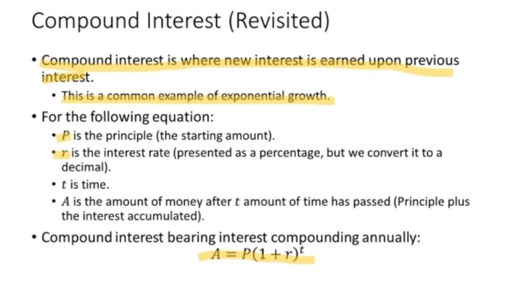1 plus R would then be our growth factor, because that's what's being multiplied to our previous amount to get our new amount each year. T is time, which here time is going to be measured in years, and A is going to be the amount of money after T amount of time has passed. And keep in mind, this would be the principal plus the interest we've accumulated.